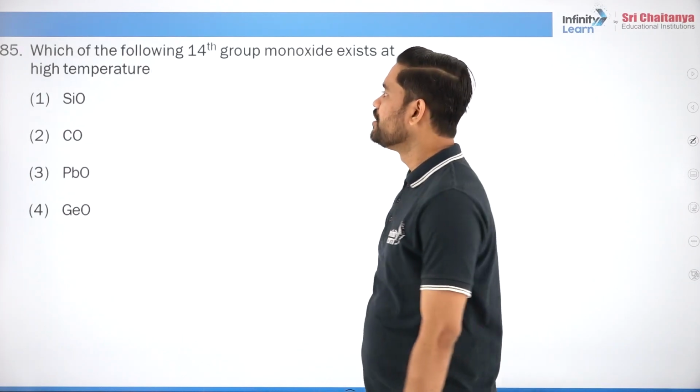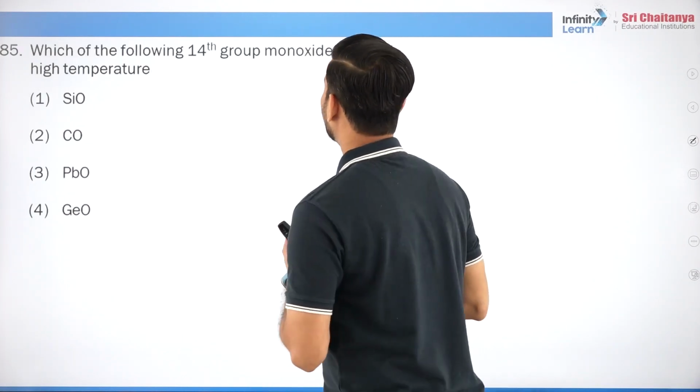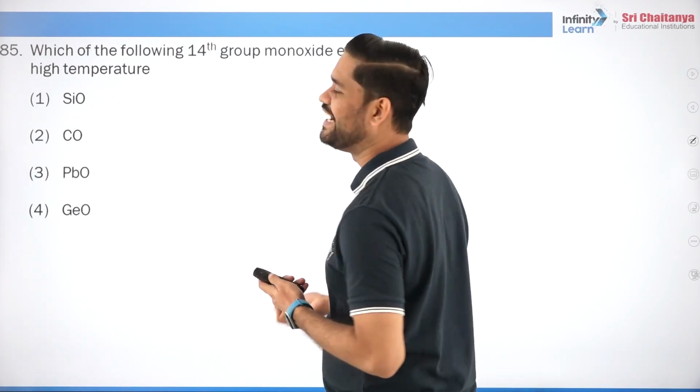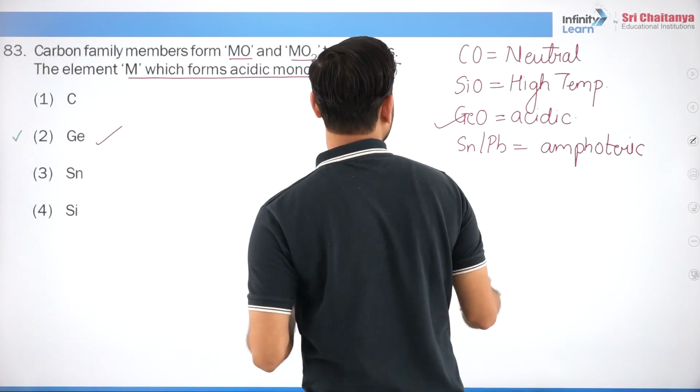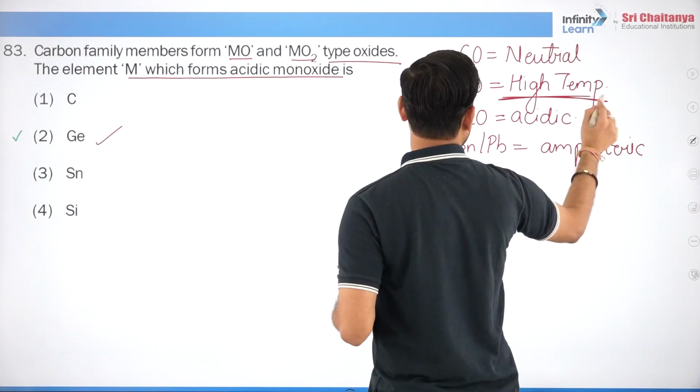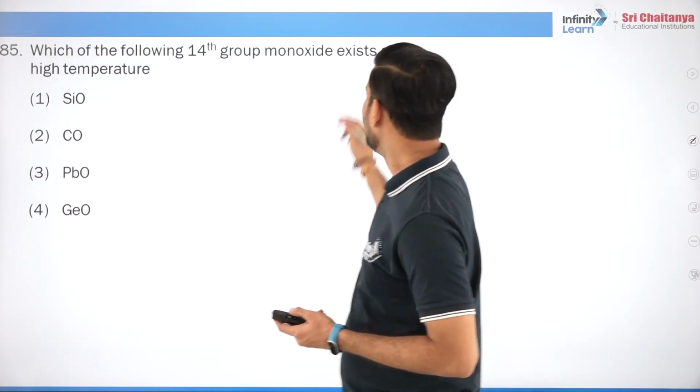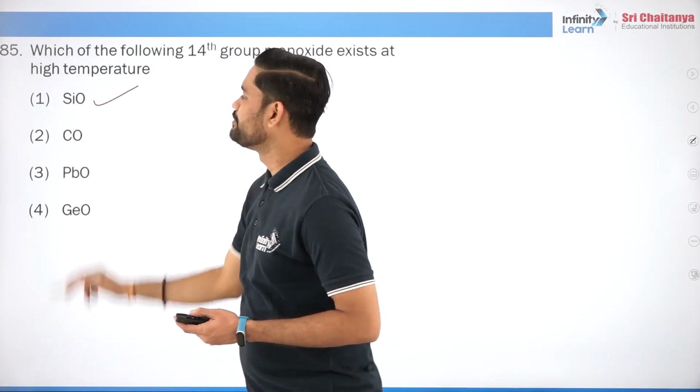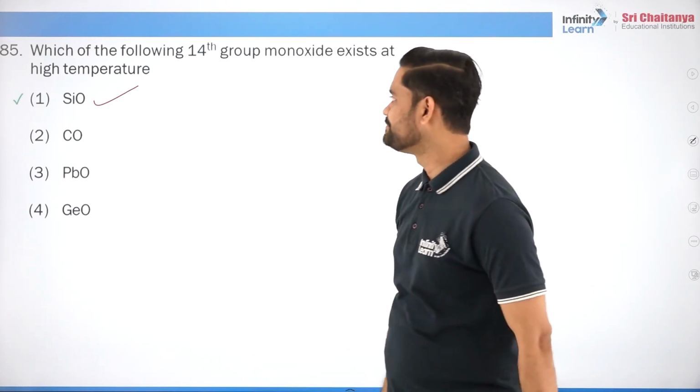84, option 4. Talking about 85, which of the following group 14 monoxides exists at high temperature? We just discussed this thing. It exists at high temperature, that is silicon monoxide. So for 85, option number 1 is the right answer.